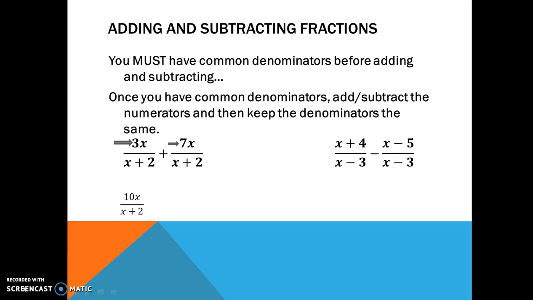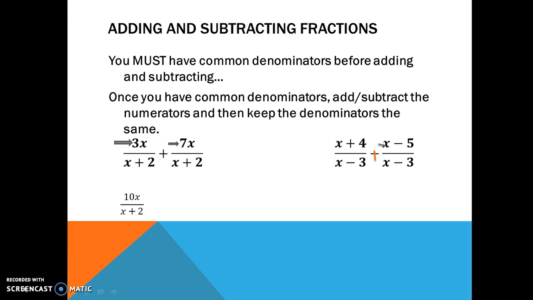Subtraction works the same way. Here I have common denominators of x minus 3, so that's good. The next thing I have to do is subtract. Now you have to remember that that subtraction sign is given out to both things in the second fraction. So what I really have, I'm going to change that to addition, because that makes it easier for me. If you don't like to do that, you don't have to. You just have to remember to subtract both times.